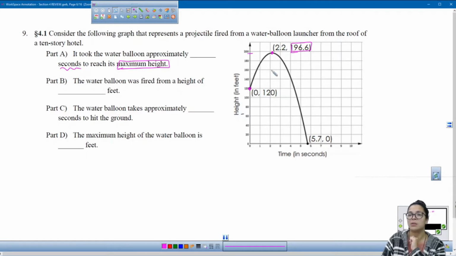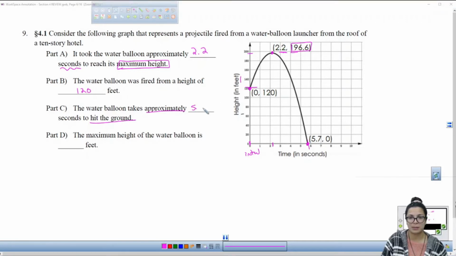Now the first question here, it says, how long did it take? How many seconds? So the amount of seconds is actually the x value, which is the time, which would be 2.2 seconds, okay? Now the water balloon was actually fired at the start, right? At 0 time, the initial start, it was fired at a height of 120 feet, okay? And then the water balloon takes approximately how many seconds to hit the ground? Hitting the ground is a height of 0, right? So we went up and then we came back down, a height of 0. It took us 5.7 seconds.